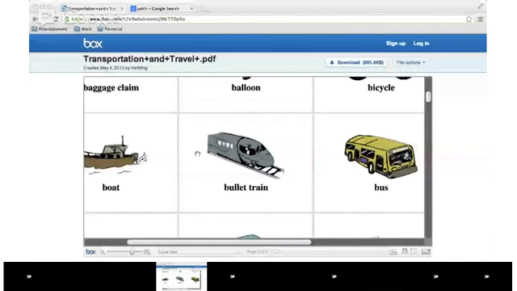Aichu, can you use the word bullet train in a sentence for me? Okay, I will try. When I was in Paris, I took the bullet train to go to London. Good. Yes, you can take the train. You can also ride the train as well. Very good job, Aichu.